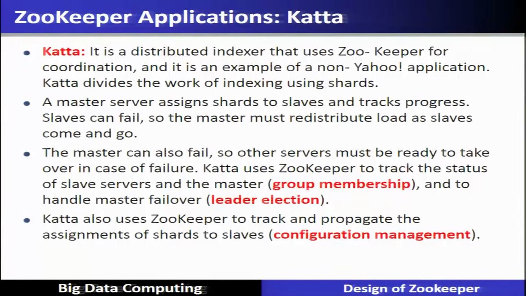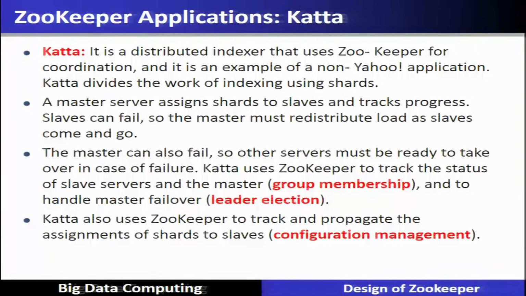So, Katta uses Zookeeper to keep the status of slave servers and the master. Therefore, it is called group membership, which is done through Zookeeper, and to handle the master failure by the leader election. So, the two aspects of Zookeeper used here in the Katta service are group membership and leader election. Katta also uses Zookeeper to track and propagate the assignments of shards to the clients, which is maintained as configuration management.